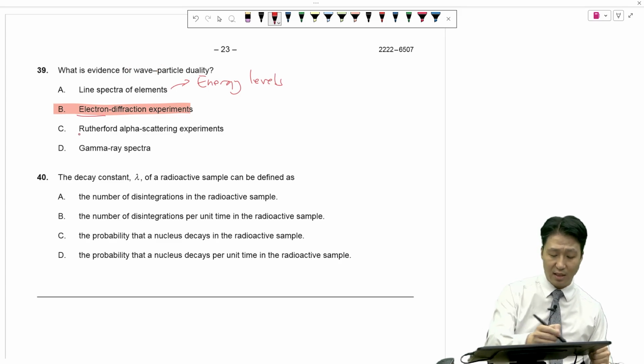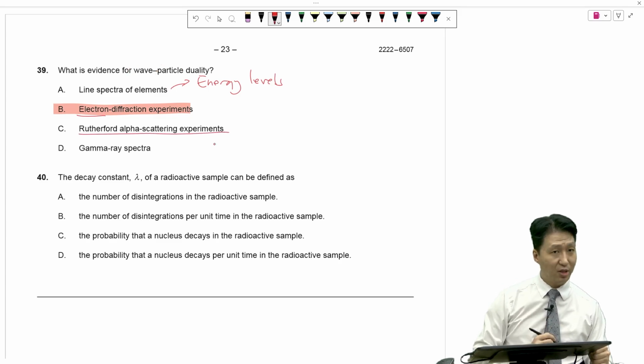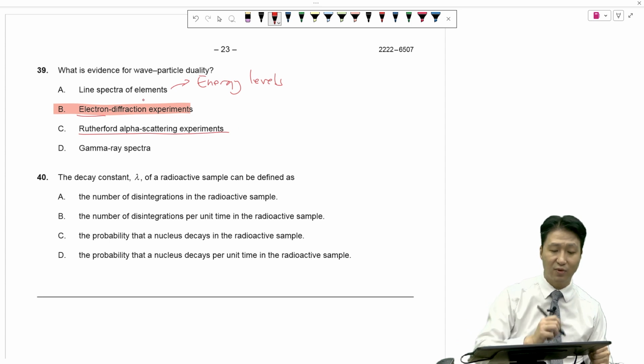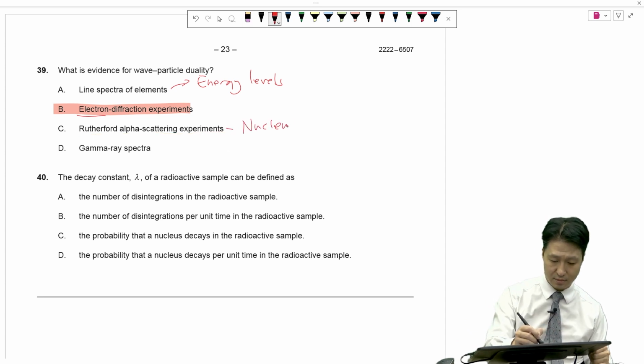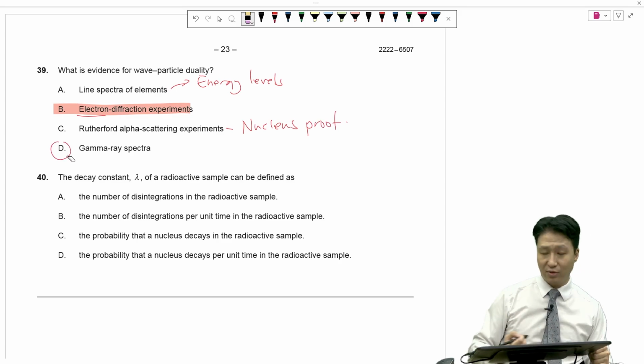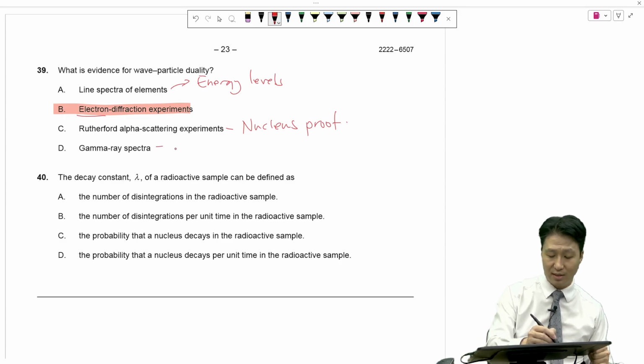C, the Rutherford alpha scattering experiments are the ones that proved that the nucleus exists in its very high density and positive charge. So this is not about wave-particle duality. And D, the gamma ray spectrum is caused by the energy levels of the nucleus.